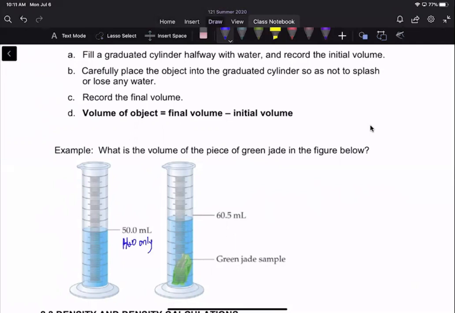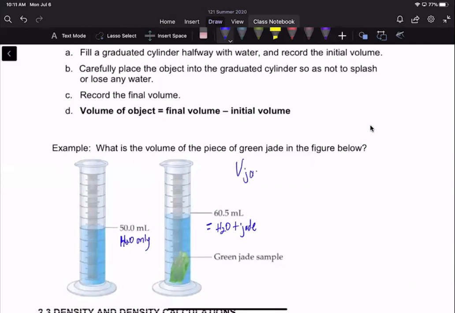Then we place our irregular sample in there. We'll make sure that it doesn't have air bubbles stuck on there. Maybe we'll swirl it around a little bit and get those dislodged. And then we get our final volume, and that is going to be the water plus the jade sample. So if I want to find the volume of the jade, how will I do that?